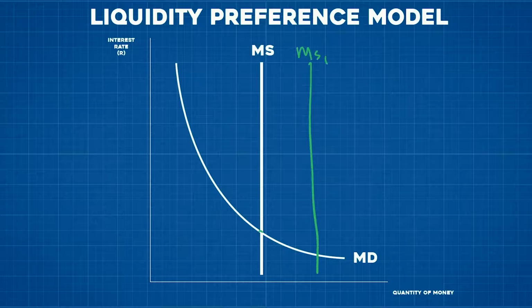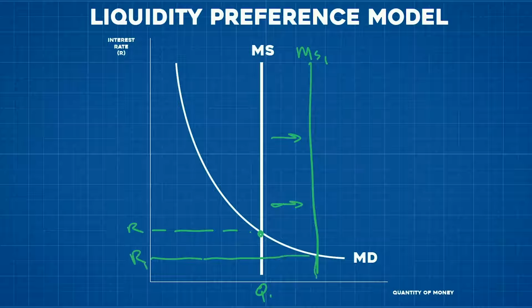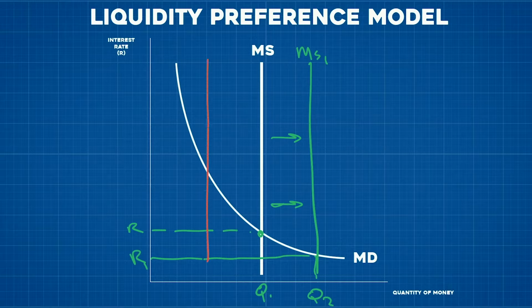As you can see, our original interest rate was right here, and our quantity of money was here, and if the Fed increases the money supply, that actually lowers the interest rate to R1 and quantity 2. On the other hand, if the Fed wants to increase interest rates, they will decrease the money supply and shift the curve this way. And as you can see, that will raise interest rates to here and decrease the quantity of money to here. And this is called the Liquidity Preference Model.